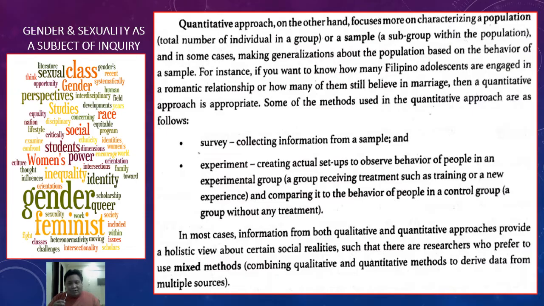So in most cases, information from both qualitative and quantitative approaches provides a holistic view of certain social realities, such that there are researchers who prefer to use mixed methods, combining qualitative and quantitative methods to derive data from multiple sources.